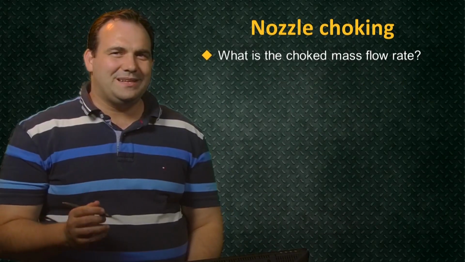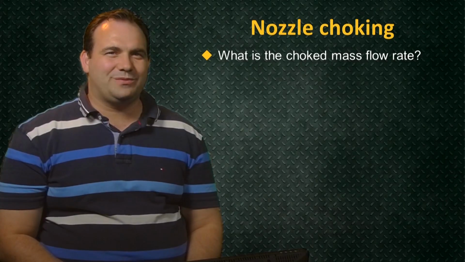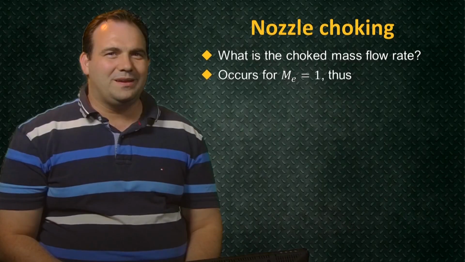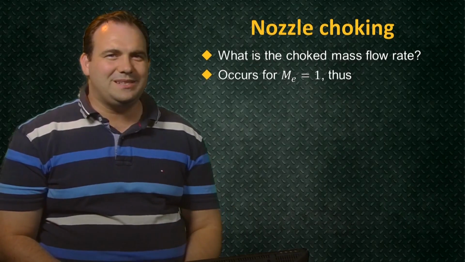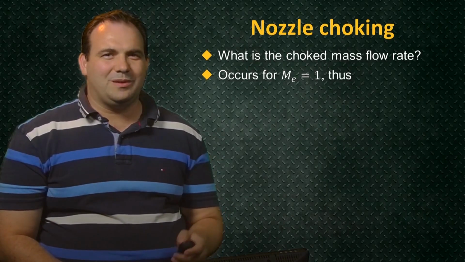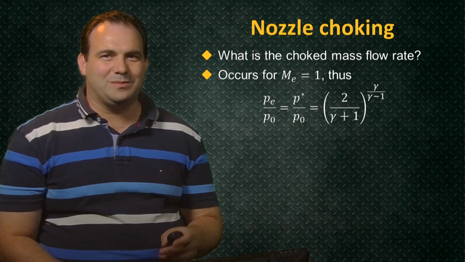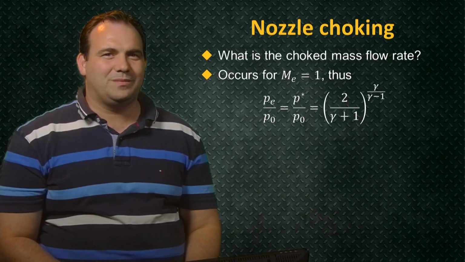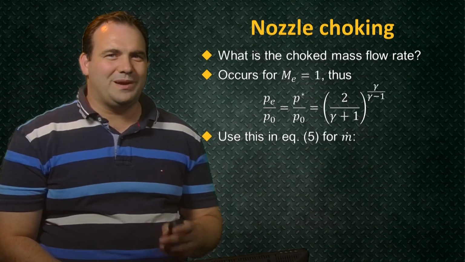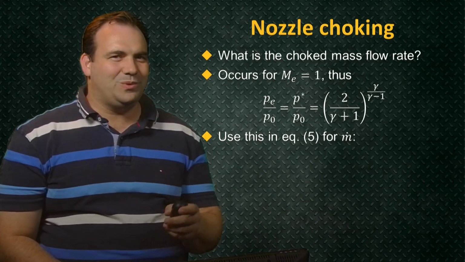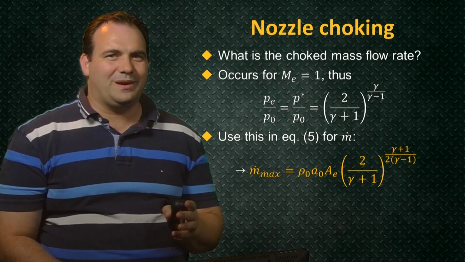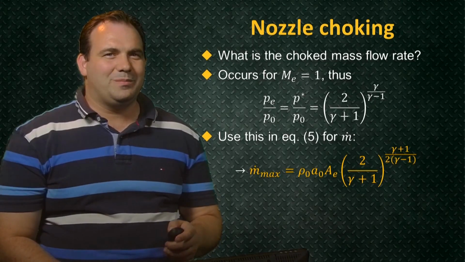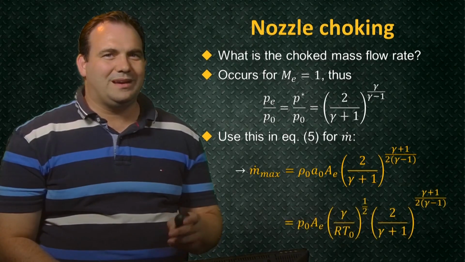So what exactly is this choked maximum mass flow rate? Since it occurs where the exit Mach number is 1, the exit pressure on the stagnation pressure will just be given by the critical to stagnation pressure ratio, and we derived an expression for this in the previous unit. If we substitute this into equation 5, we obtain a simple expression for the mass flow rate, and we can put this in terms of the stagnation temperature and pressure by using the ideal gas law and our expression for the speed of sound.